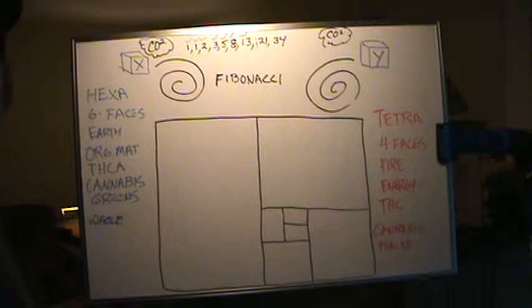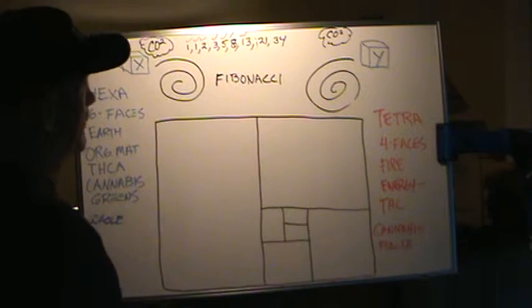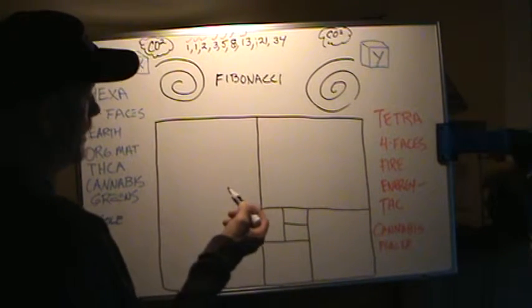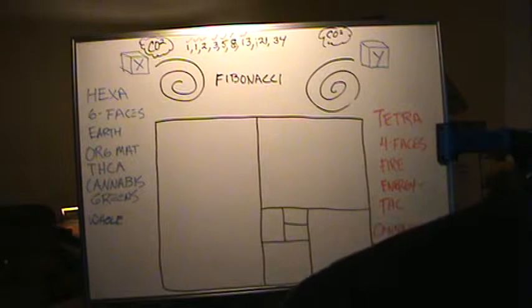Okay, so this is basically the breakdown of how the Fibonacci is set up, and we're going to put in here the four panels as they come in.